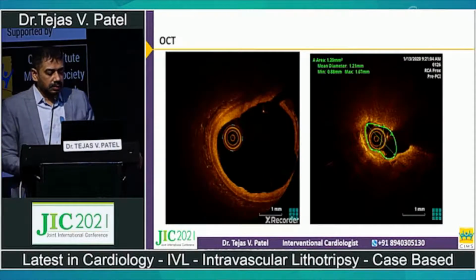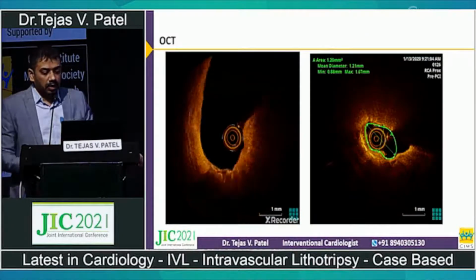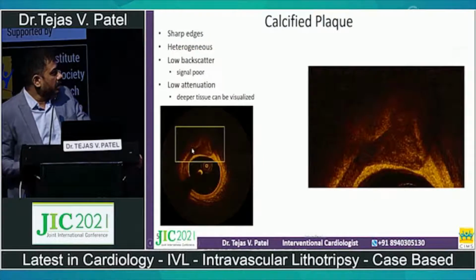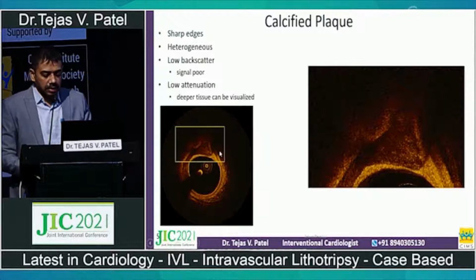It's a huge artery, with some fibrocalcific plaque also, but the main thing is there is nodular calcium in a couple of places. You can see it here. This is the calcium which we can see in the OCT. It is an enlarged image. You can see it here. This is a huge calcium, and there was ring calcification almost at a couple of places in the patient.